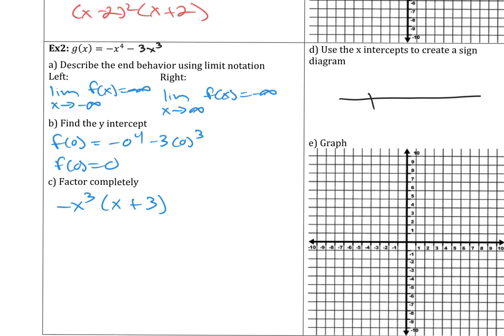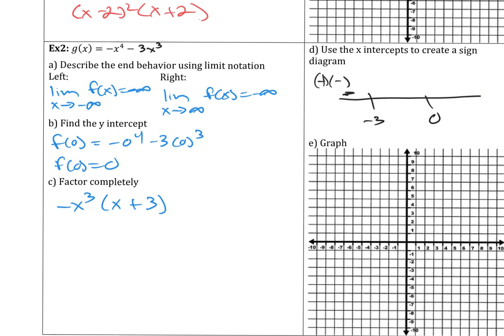So again, I know I'm going to have a 0 at negative 3. I'm going to have a 0 at 0 as well. And again, I know it's because I set my factors equal to 0 to help me solve for that. All right, if I were to plug in some numbers for my sign table, let's say that I plug in a negative 4. Plugging in negative 4 into negative x cubed is going to make it positive. Plugging in negative 4 into x plus 3 is going to make it negative. So I have a positive times a negative, which means that I have a negative value there.